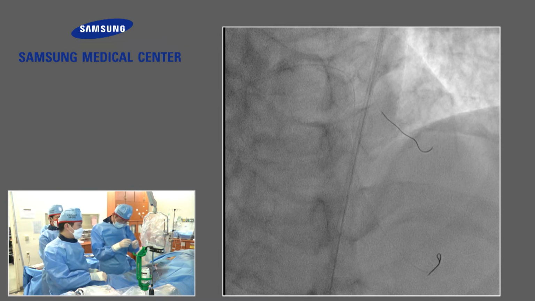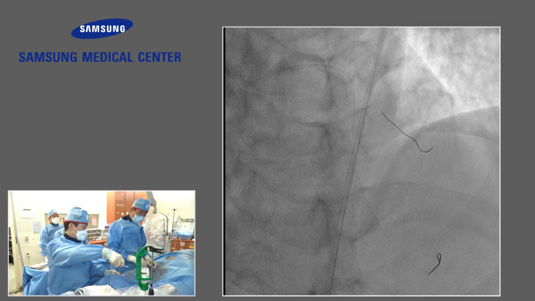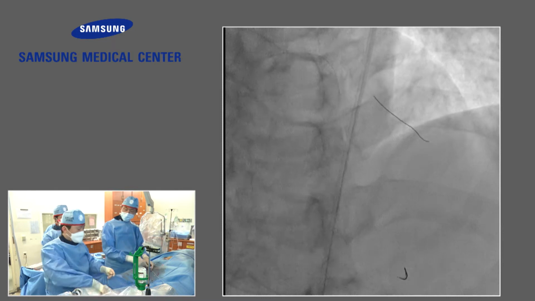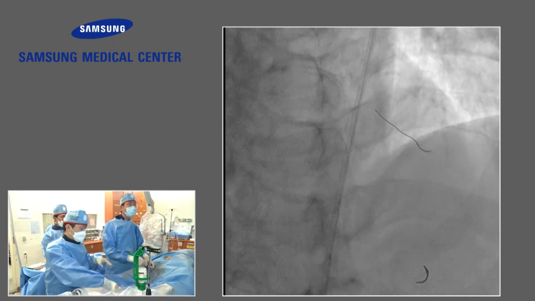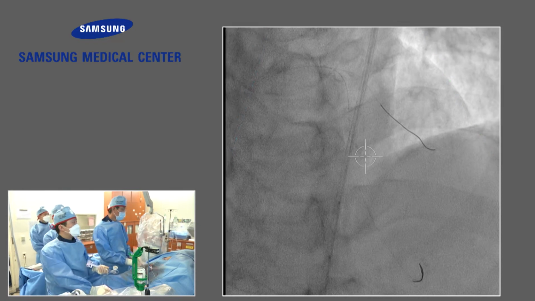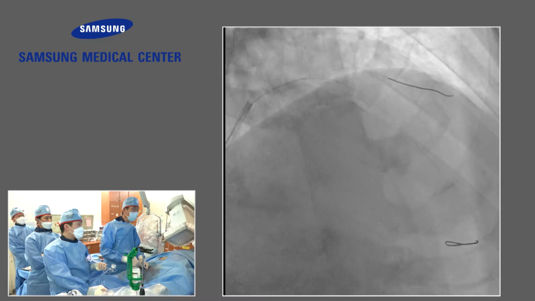The important thing is to try not to dissect the diagonal. That will be a problem. Okay, 2.0, 2.5. Okay, so the procedure became much simpler.